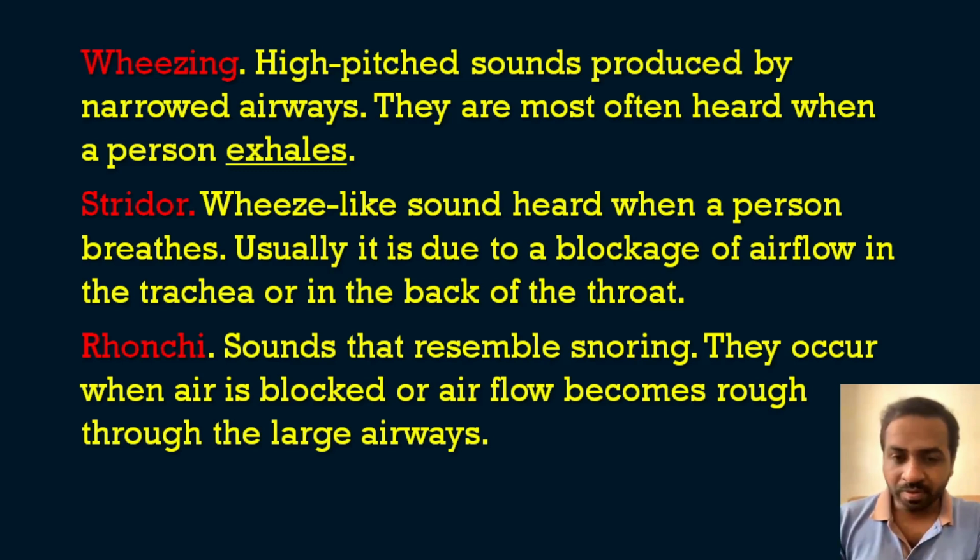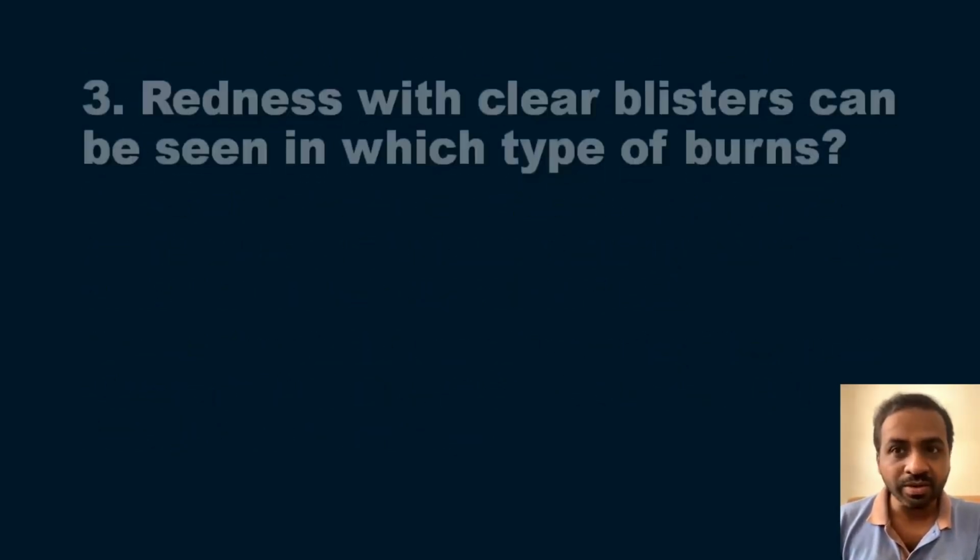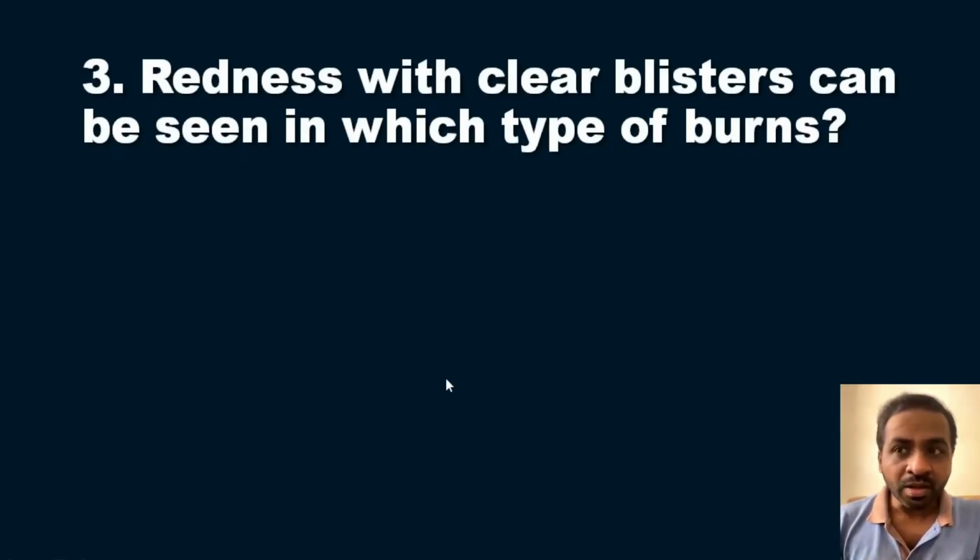Okay, so now we will move on to the third question in our series. The question is regarding burns, and the question is, redness with clear blisters can be seen in which type of burns? The question is very simple and very direct. Redness with clear blisters can be seen in which type of burns?